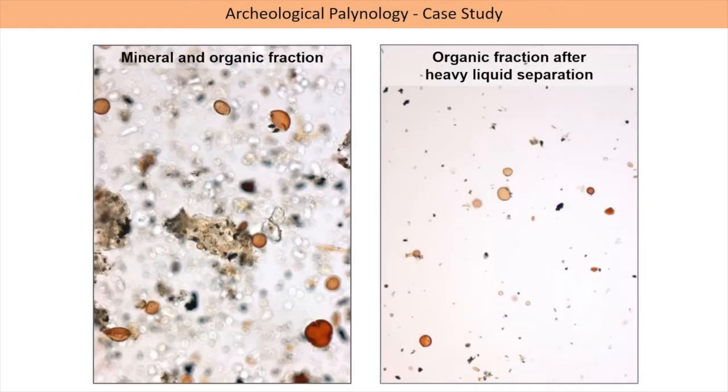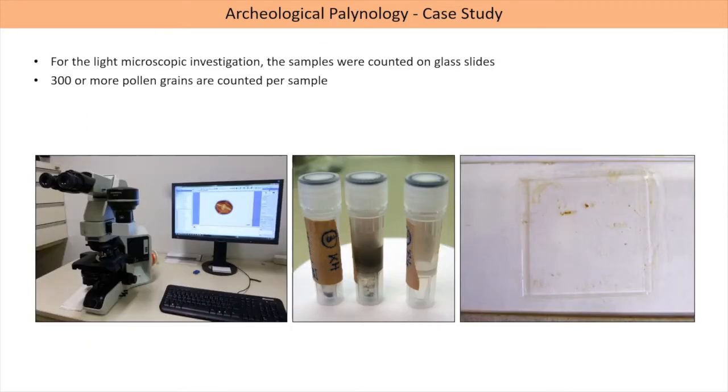Here you can see the acetylized sample before and after the heavy liquid separation. This is before. You can see all the mineral particles in the sample mixed with the pollen grains and also some other remnants. After the heavy liquid separation, most of these minerals have been removed, and you can see the pollen grains much more clearly for identification. After the heavy liquid separation, glycerin was added to the remaining organic material and transferred onto glass slides for light microscopic investigation. So this is the final sample.